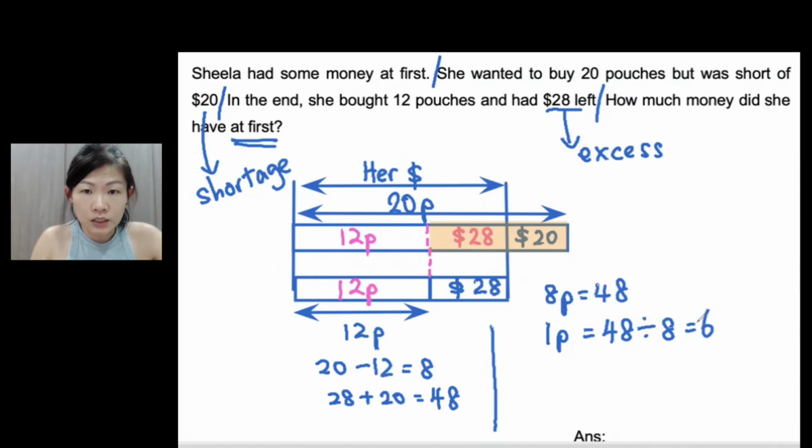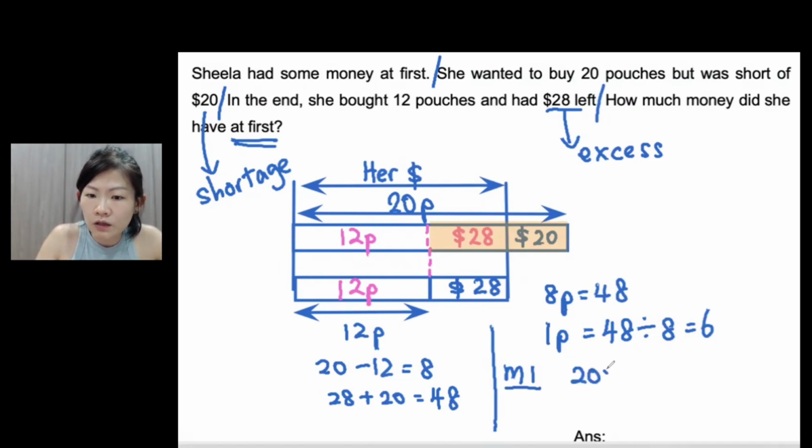Now, once we are able to find out what each pouch could stand for in terms of $6, we can actually use either the top bar or the bar at the bottom to figure out the amount of money that she had at first. So using the first model, we can actually find out 20 pouches, the amount that she would spend, minus the money that she didn't have. And that will give us 120 minus 20, which is $100.